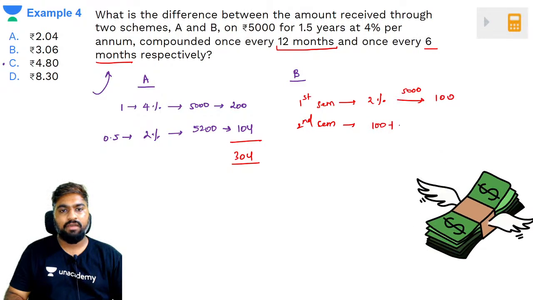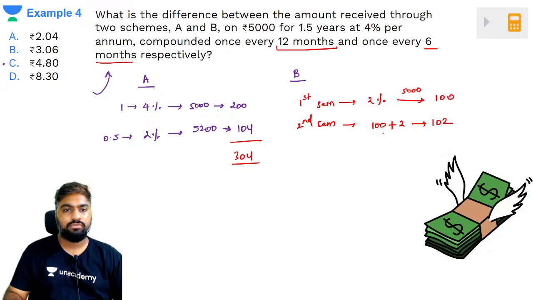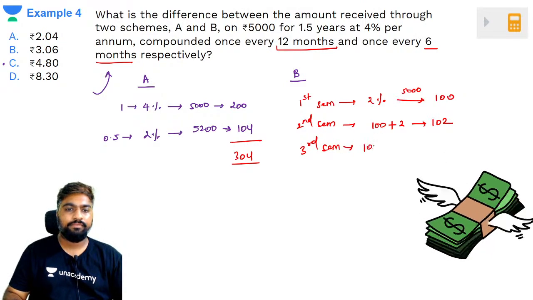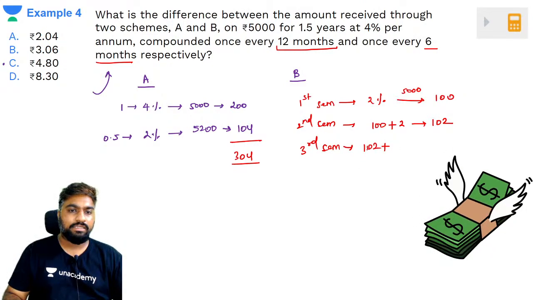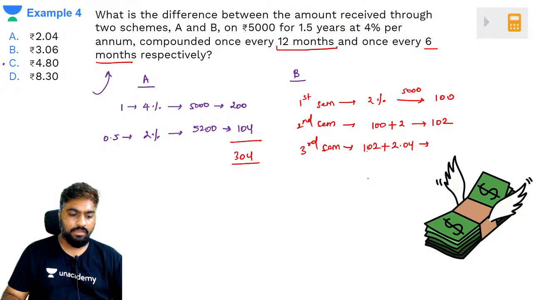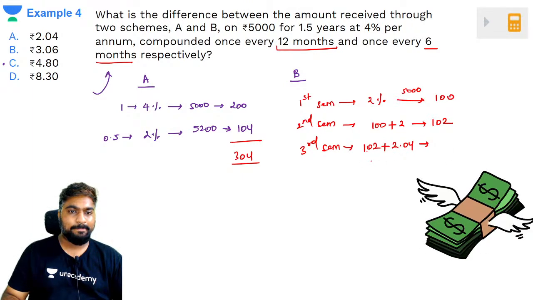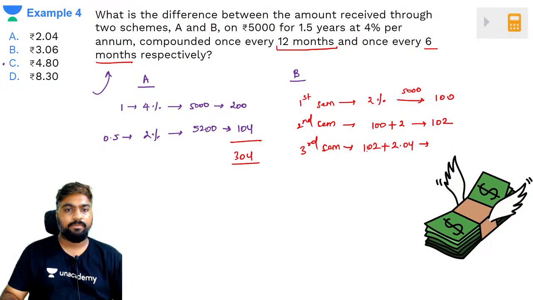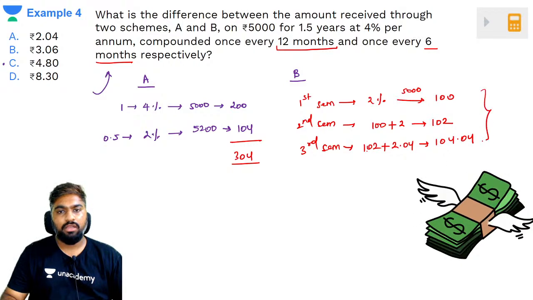On this 100, सेकेंड सेम में वापस, सेकेंड सेम में क्या हो जाएगा? इस 100 पे वापस 2%, which is 102. थर्ड सेम में क्या हो जाएगा? इस 102 पे वापस 2%, which is 2.04. Agreed? Say yes if you've understood this, guys. ये आ रहा क्या समझ में आप लोगों को? 102 पे वापस 2%, that is 2.04. That is how much? 104.04.